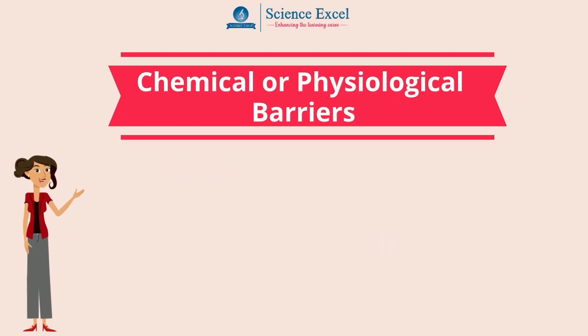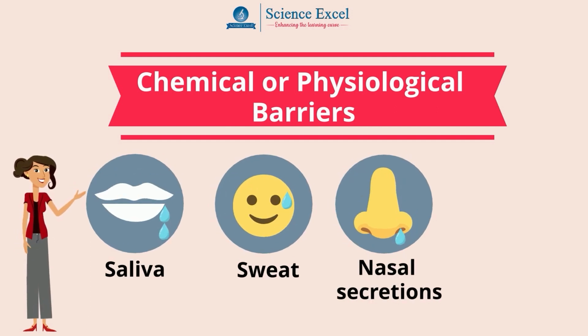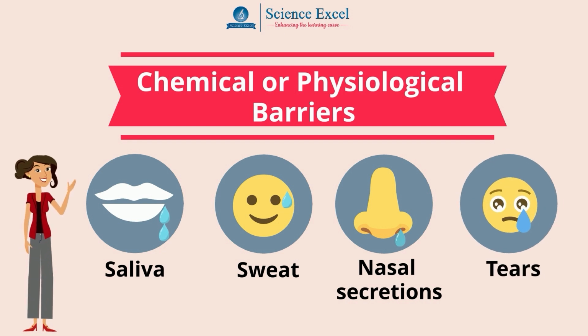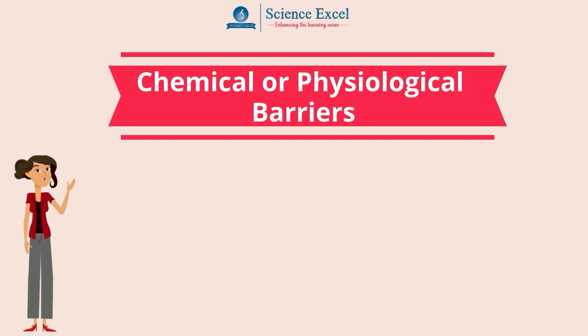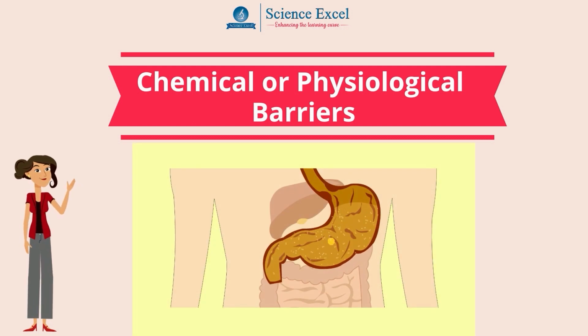Chemical or physiological barriers block entry of pathogens at body openings and inner body surfaces. These include saliva, sweat, nasal secretions, tears that contain antimicrobial substances such as the enzyme lysozyme that kill pathogens, especially bacteria. In the stomach, hydrochloric acid is secreted. This strong acid kills most of the pathogens that enter the gastrointestinal tract in food or water.